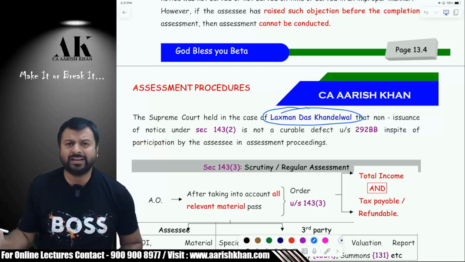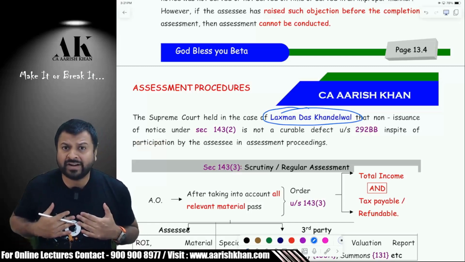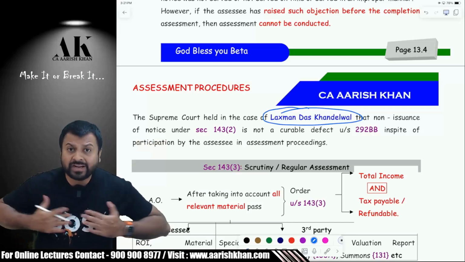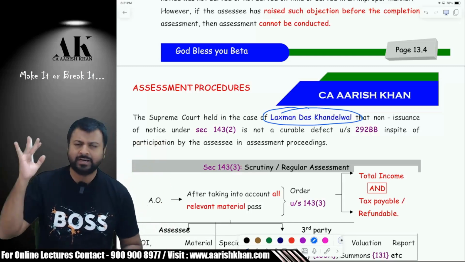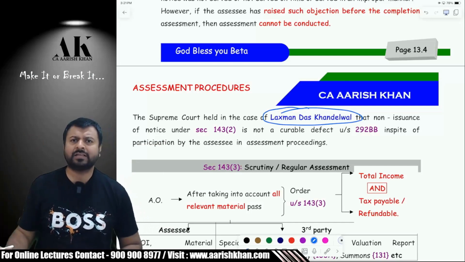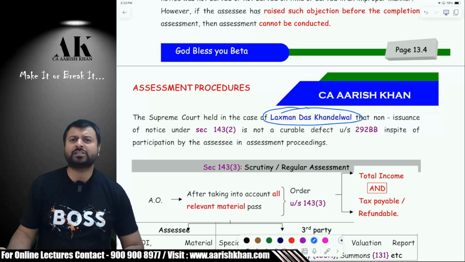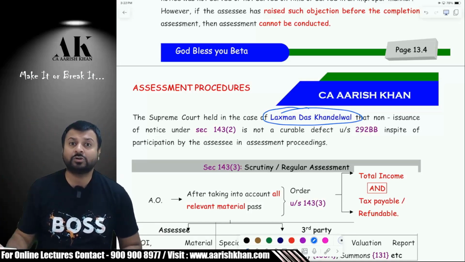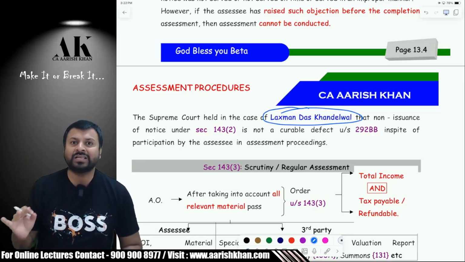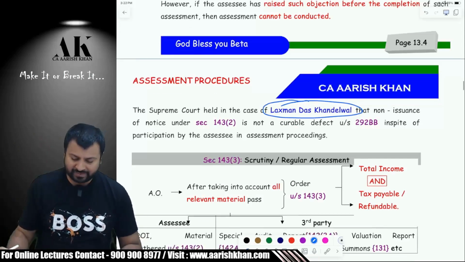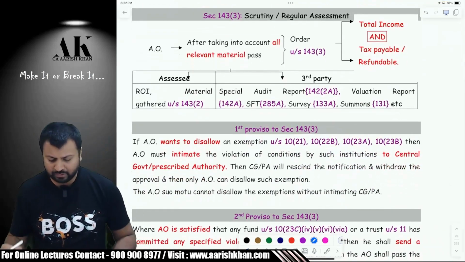The case law is very clear that if the department wants to defend itself, they have to send the notice. Whether it is late or improper, it doesn't matter. If the assessee cooperates and raises the question after completion of the assessment, then we will deem that notice to be valid. But the department has to send the notice. Without sending the notice, the department cannot defend itself. Okay, I hope it is clear to all of you.